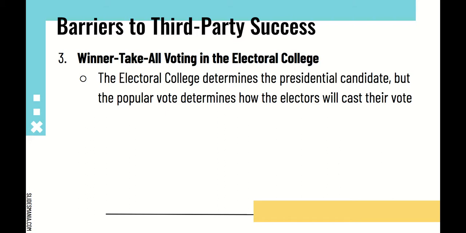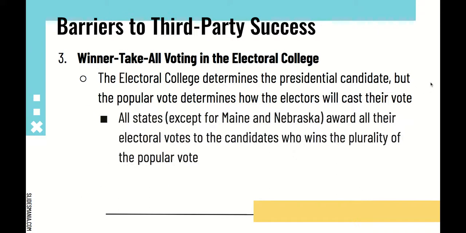And the way that the Electoral College gets its direction to vote is from the popular vote, right? We as people will go out on election day and cast our ballots, and the electors will look at the popular vote to determine how they will cast their vote in the Electoral College. Now, all states except for two, Maine and Nebraska, are going to give all of their electoral votes to the candidate who wins the plurality of the popular vote.